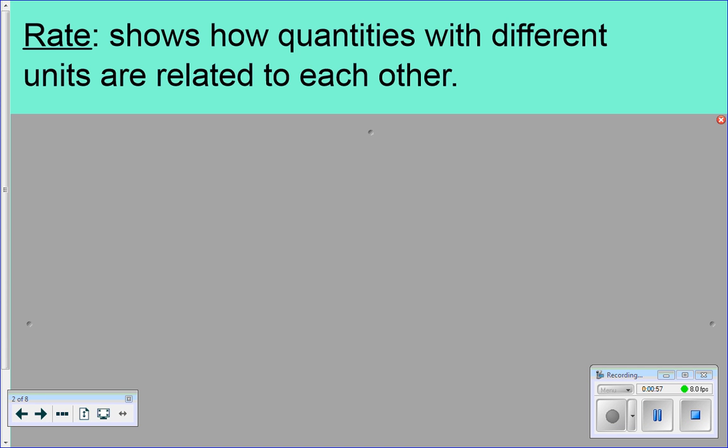All right, so a rate. Here's the actual definition, okay? A rate is exactly what Josie said, only a little broader, okay? So it's actually comparing two different things with two different units, and it shows how they're related. Even though you're comparing two different things, it's showing how it's related.